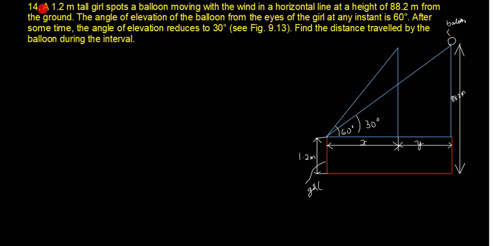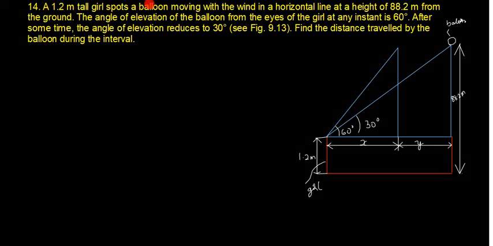A 1.2-meter tall girl spots a balloon moving with the wind in a horizontal line at a height of 88.2 meters from the ground. The angle of elevation of the balloon from the eyes of the girl at any instant is 60 degrees. After some time, the angle of elevation reduces to 30 degrees. Find the distance traveled by the balloon during the interval is what the question is.